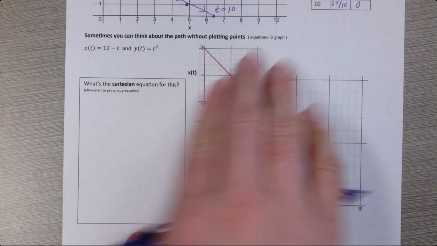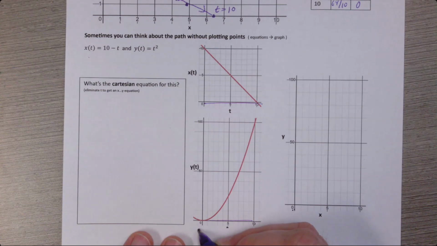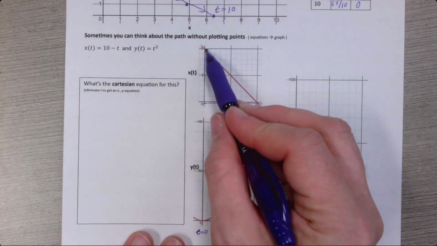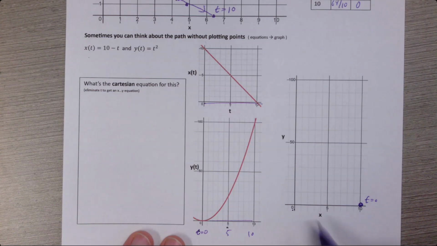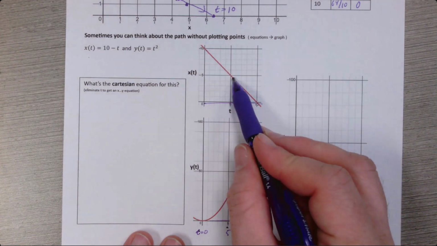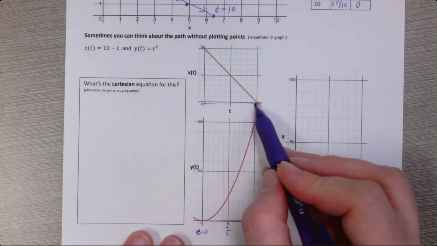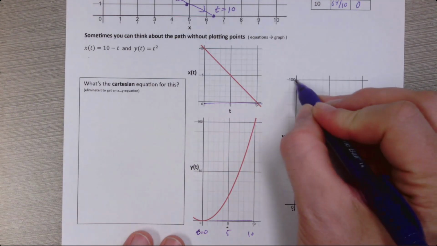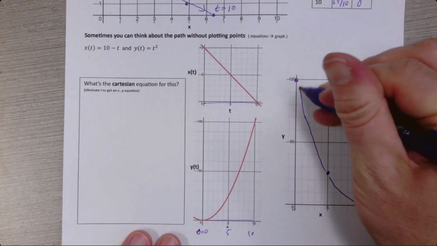So for some simple shapes, you don't need to plot a bunch of points. You can almost imagine it. Just to be safe, let's plot a couple of points. Let's just plot at t equals 0, 5, and 10. So at t equals 0, I've got an x-coordinate of 10 and a y-coordinate of 0. At t equals 5, I've got an x-coordinate of 5 and a y-coordinate of 25. At t equals 10, my x-coordinate is at 0, and my y-coordinate is at 100 up here. And so if I imagine connecting them, this is what I get.